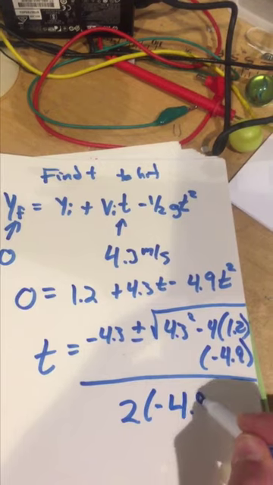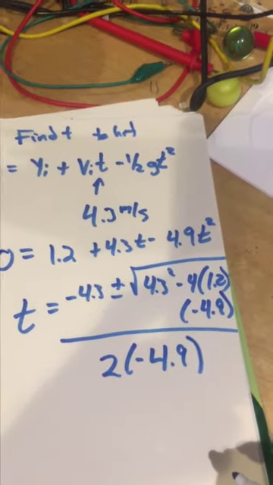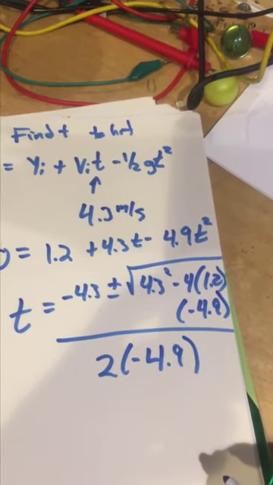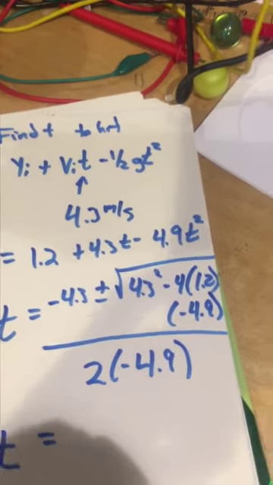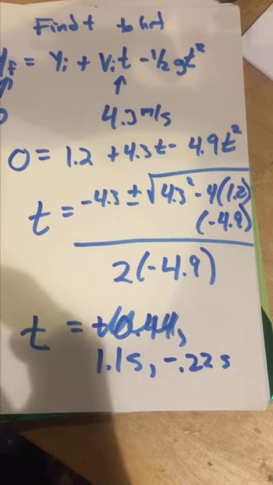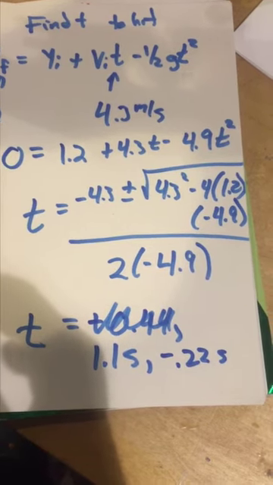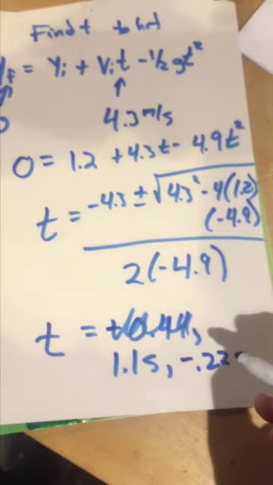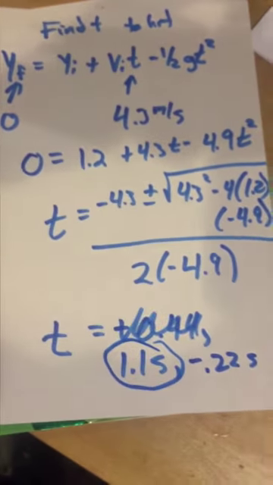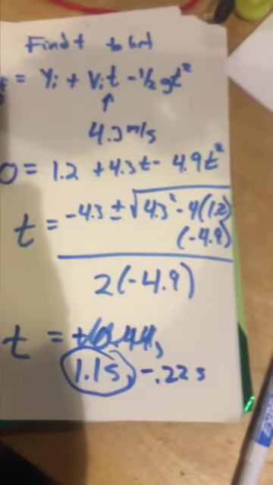All right, so that's what my time is going to be, and I have to pick my positive root from that. Go ahead and do it and see if you get the same answer as I get. When I do the math, I get that time is either 1.1 seconds or negative 0.22 seconds. I take the positive root. So it's going to take 1.1 seconds for my object to hit the ground.